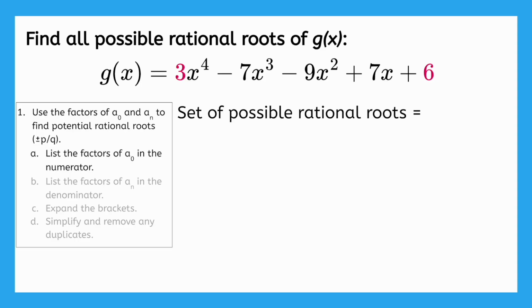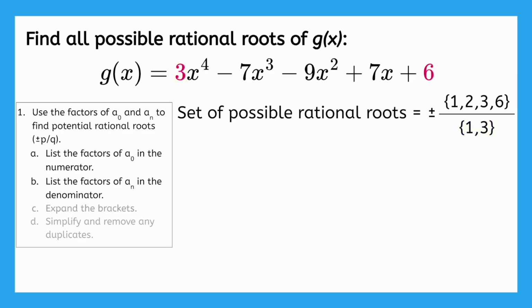Here, I've given you some more detailed steps to help with functions like this one that have more factors to choose from. Again, start by listing the factors of a sub 0 in the numerator. The factors of 6 are 1, 2, 3, and 6. Then, list the factors of a sub n in the denominator. The factors of 3 are 1 and 3. And then, put a plus minus on the front.